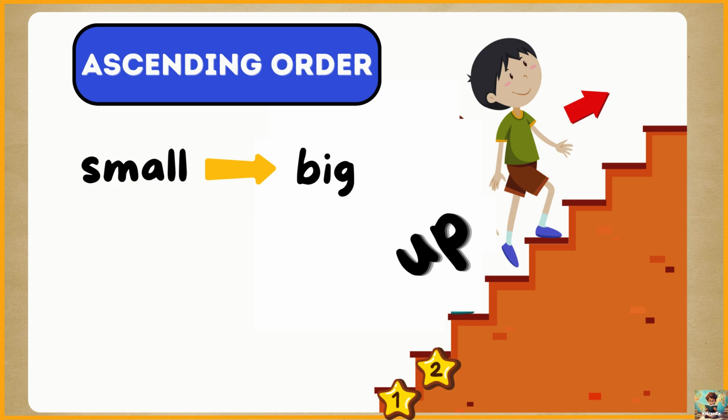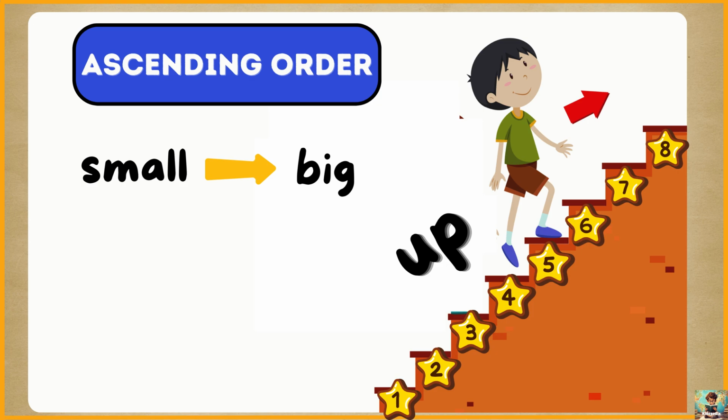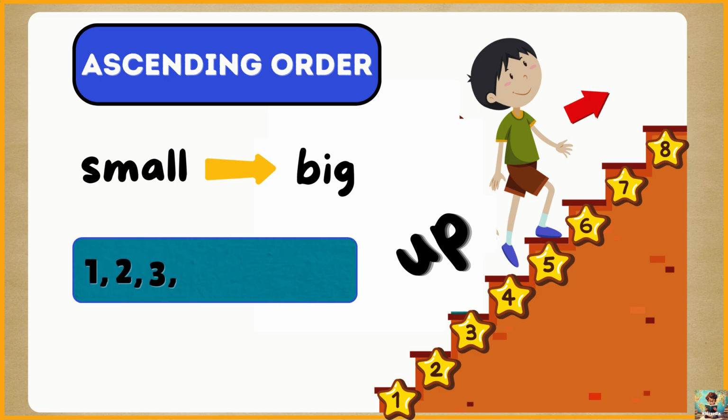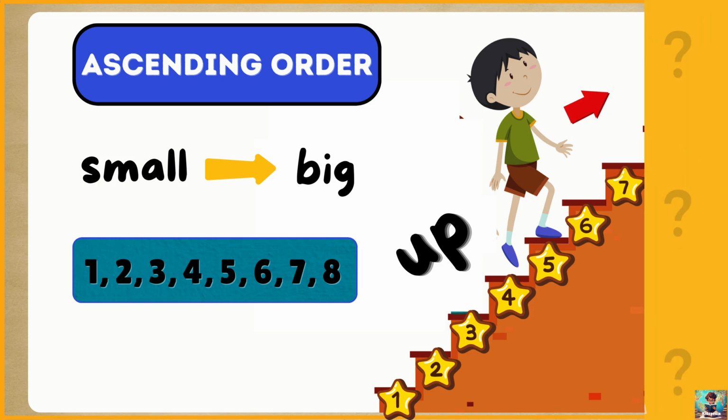1, 2, 3, 4, 5, 6, 7, 8. Here, each number gets bigger as you go up. 1 is the smallest number and 8 is the biggest number. These numbers from 1 to 8 are arranged from smallest to biggest. So, they are in ascending order.